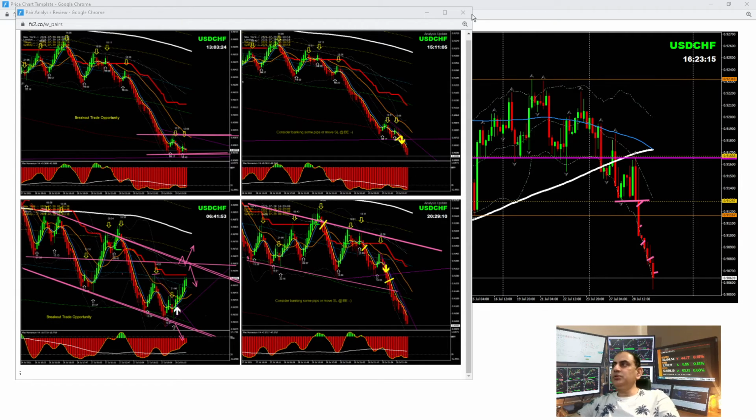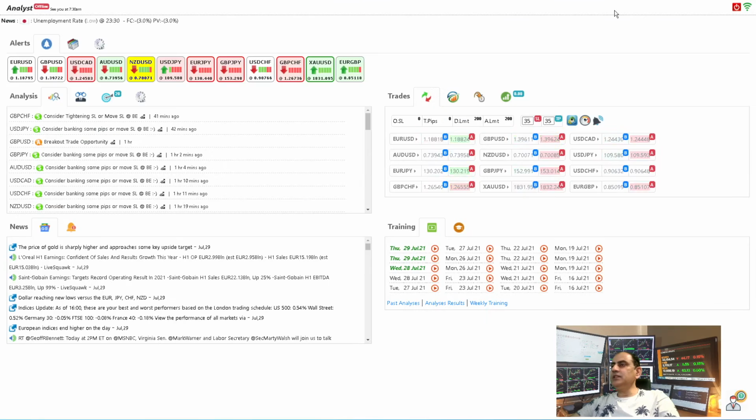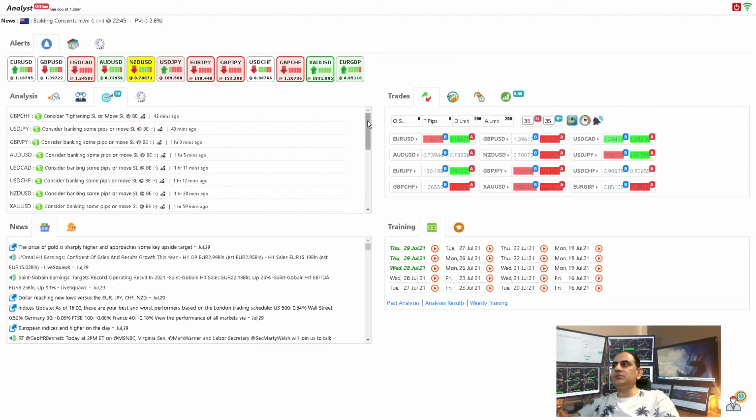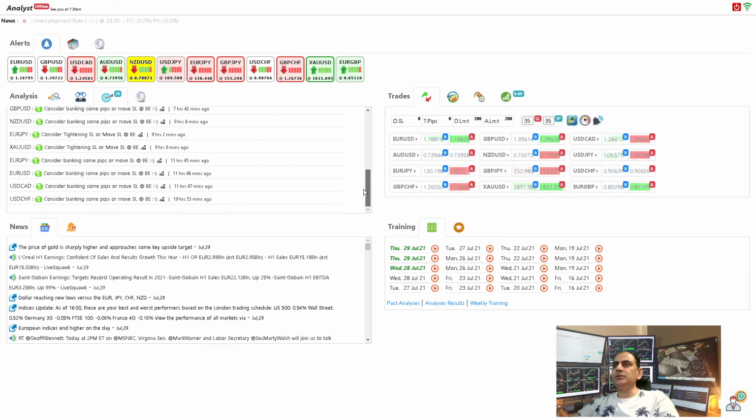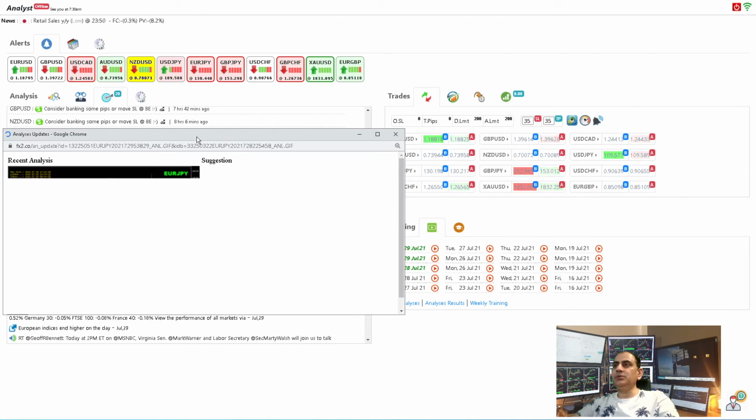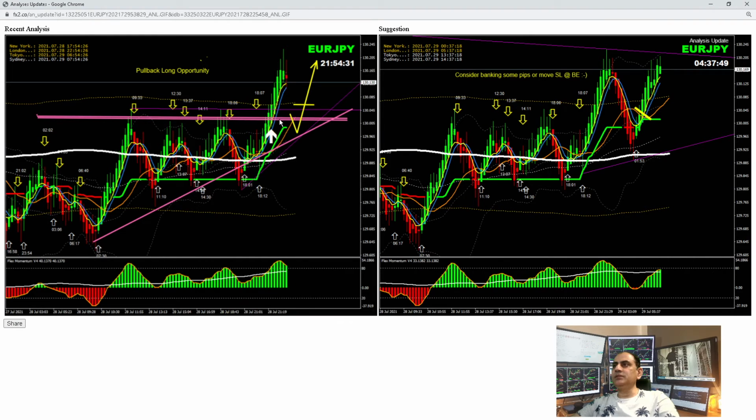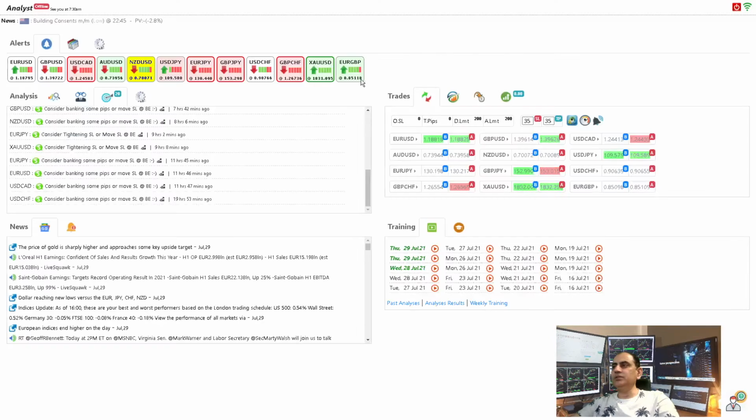All right guys, I hope you enjoy all these analyses. As you can see, we had amazing trades, banking pips on most of the pairs. We really enjoyed all these analyses, even pound yen, euro yen. We had a beautiful breakout. You can see after the breakout, another beautiful pullback long trade here.